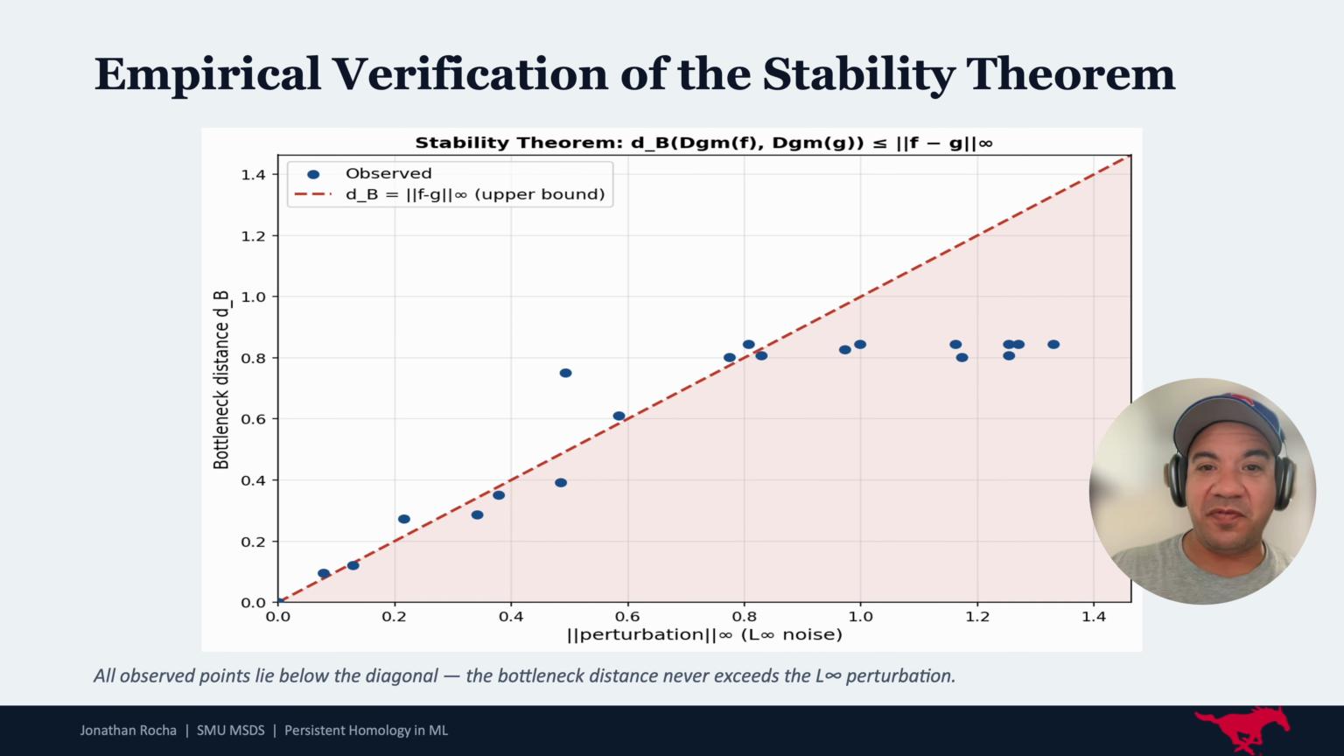And here's the empirical verification. I took a clean point cloud sampled from the circle, added increasing amounts of noise, and measured the bottleneck distance between the original and perturbed persistence diagrams. Every single observed point lies below the diagonal, exactly as the theorem predicts. The bottleneck distance never exceeds the L infinity norm of the perturbation.